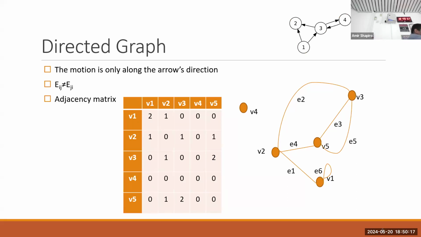And the graph can also be a directed graph. A directed graph is like a one-way street where you can go only in one direction, the direction of the arrow. So edge ij is not like ji, because there is direction.